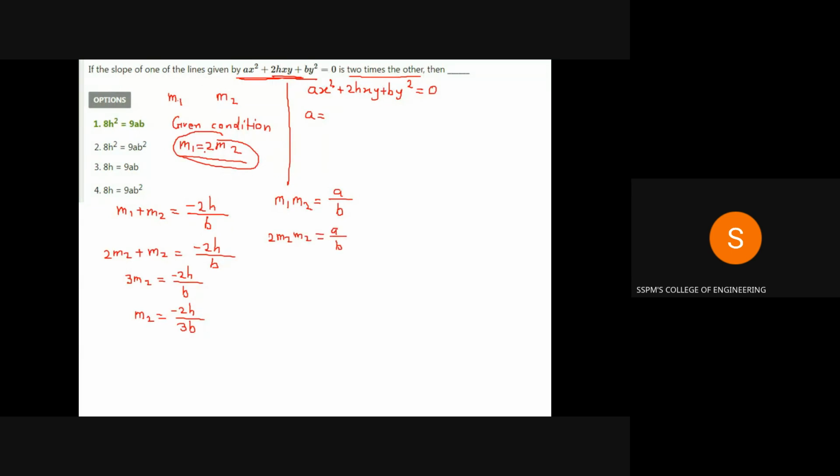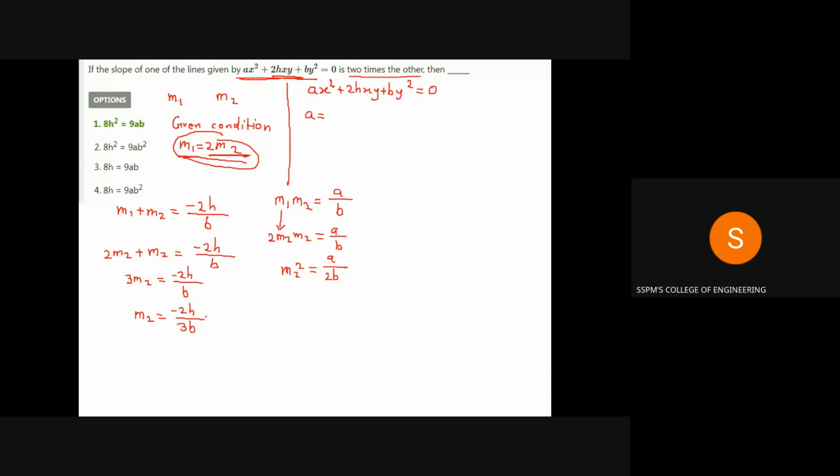So here I have replaced m1 with 2m2. So 2m2 into m2 is equal to a by b. That is m2 square is equal to what? m1 m2 with m1 as 2m2 gives m2 square is equal to a divided by 2b. I just took this 2 to the right hand side. Okay.